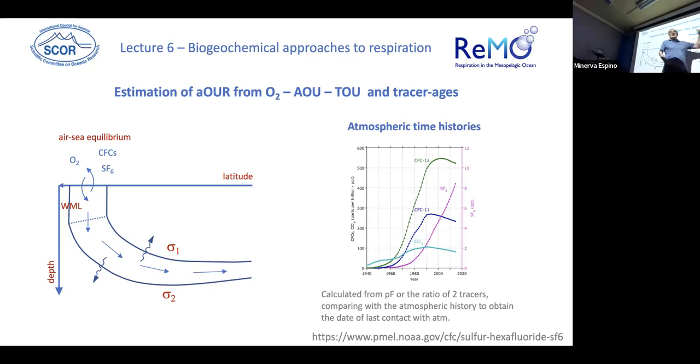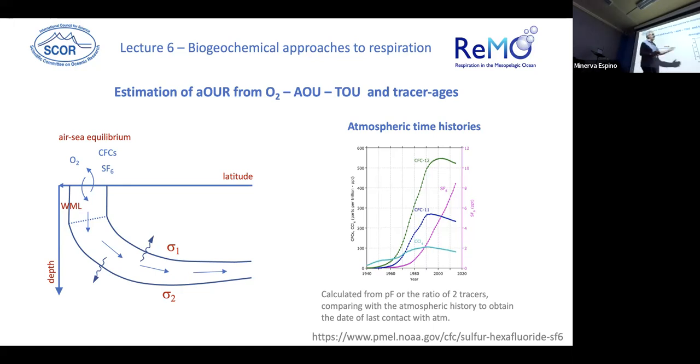These are the atmospheric time histories of these gases. CFC12, CFC11, SF6. Okay, they were at very low concentrations in the 40s, started to increase the concentration in the 60s, but with some differences between them. And of course, for example, CFC11 reached its maximum in 1990, but SF6 is still growing. So you can use these gases to estimate the age of the water when they are in the linear part. Because if you take this here, you don't know if the age is this one or is that one. Okay, so you have to use the linear part of the history of the gas.